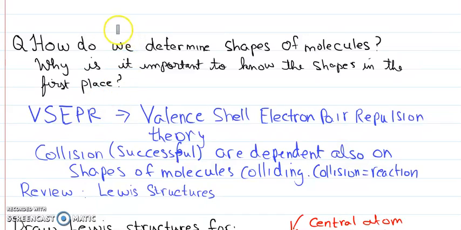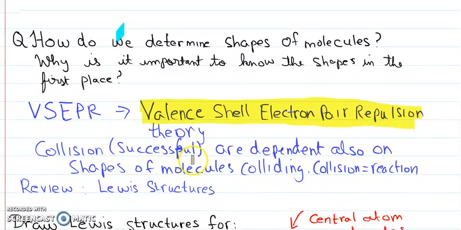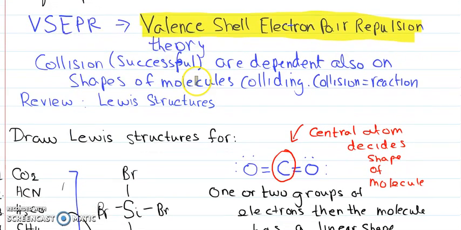Well, we determine the molecular shapes by a theory called the VSEPR theory, which stands for valence shell electron pair repulsion theory. Valence shell electron pair repulsion theory. Now, throughout the rest of the lesson, I'll just call it VSEPR. It's a mouthful, saying valence shell electron pair repulsion theory.